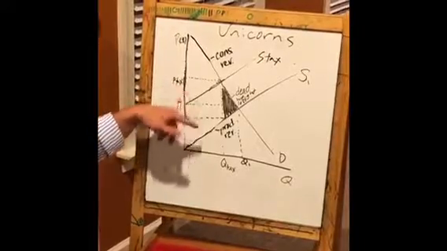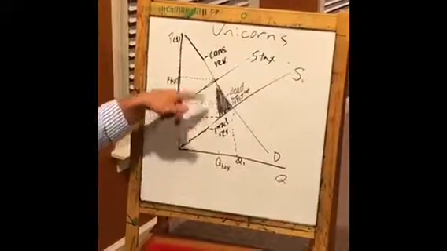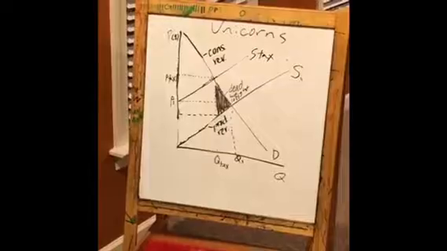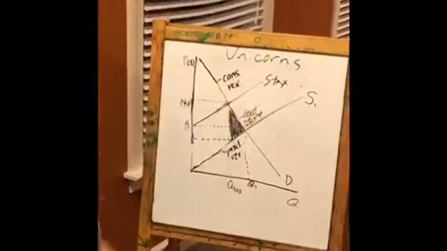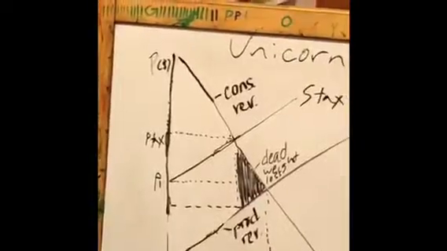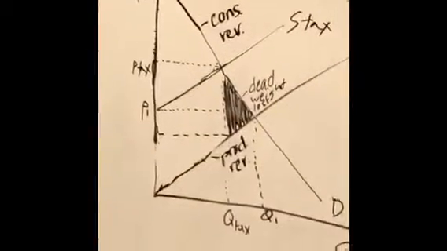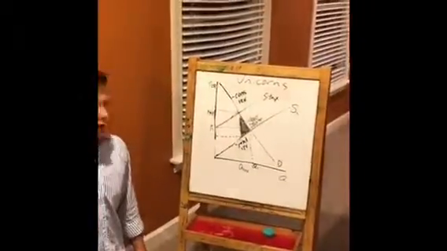This creates a big area in the middle, as seen right here, and that is where the government gets their revenue. On the top is where the consumers get their excess revenue, and on the bottom is where the producers are getting all of their revenue.